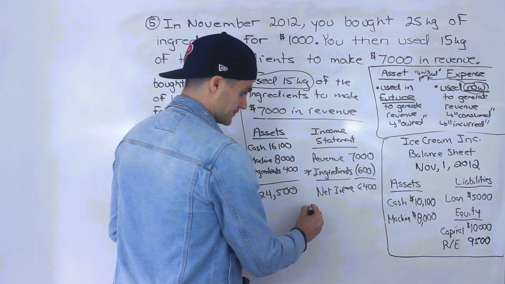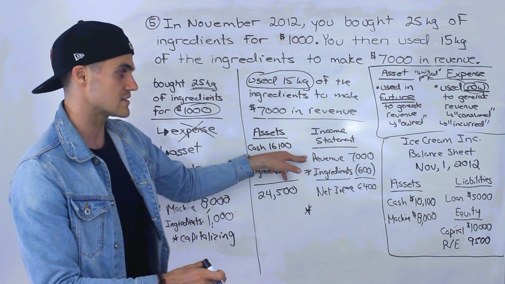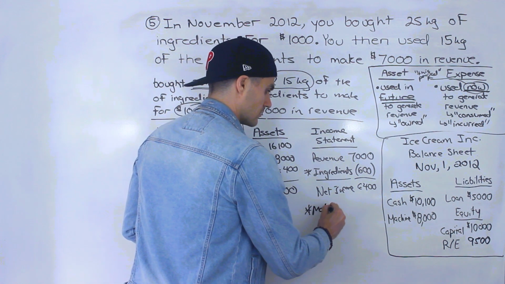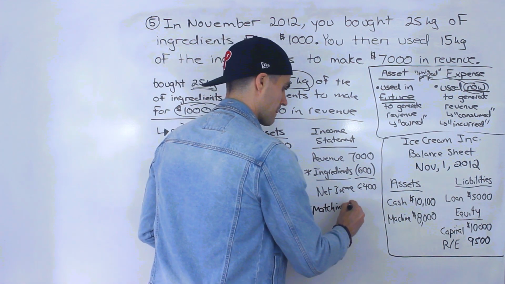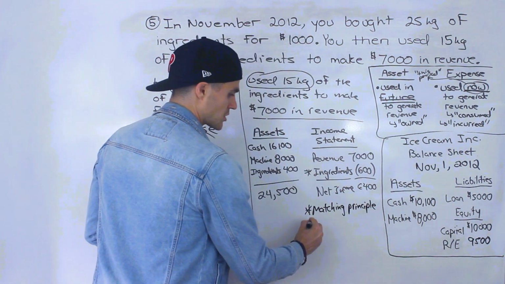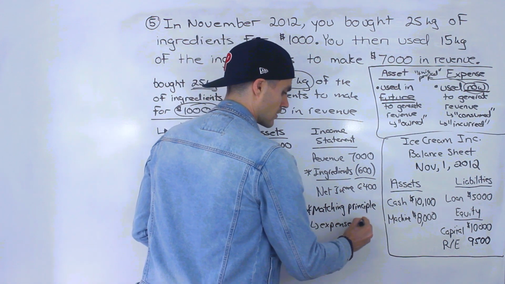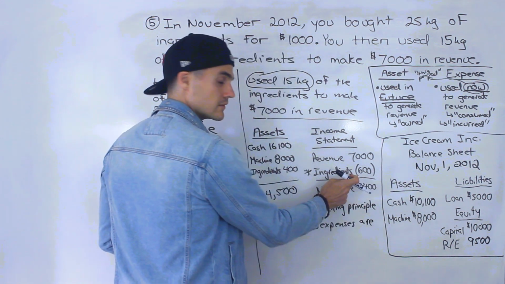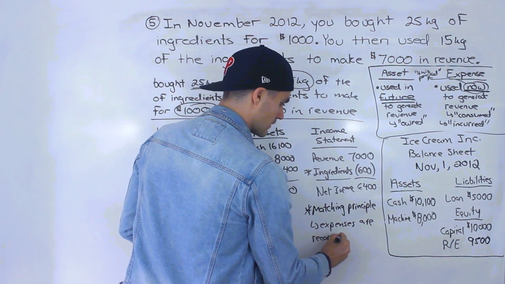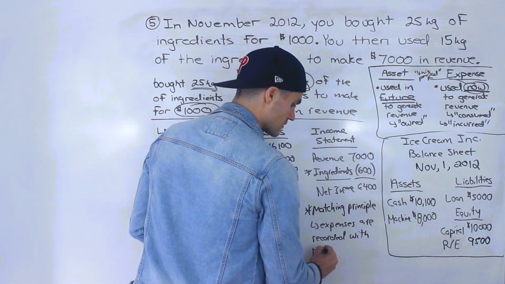And this here, sort of matching this expense to this revenue, it's called the matching principle. And basically what the matching principle says is that expenses are recorded, so these ingredients here, they're recorded with related revenues.